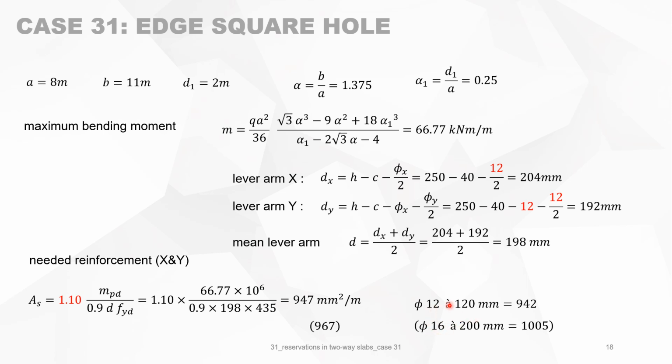You can also choose a bigger diameter, because this is a step up to 50, so you can easily go to a spacing of 200. So diameter 16 every 200 seems to be better. Of course, when you use 16, you adapt this rebar size to calculate the correct lever arm, and you recalculate the needed reinforcement.